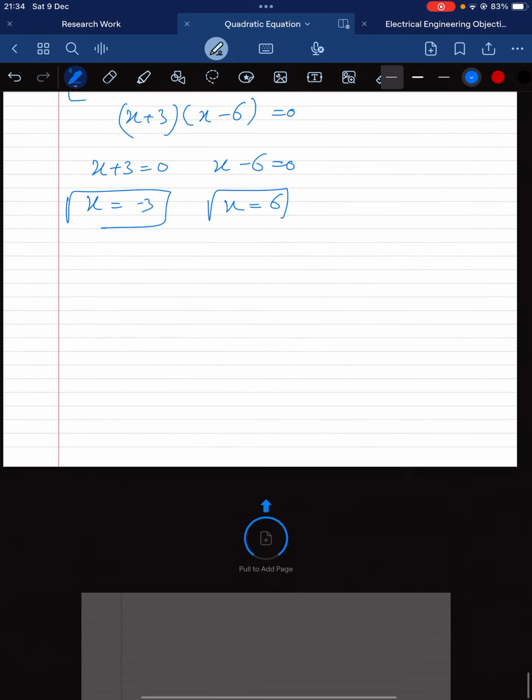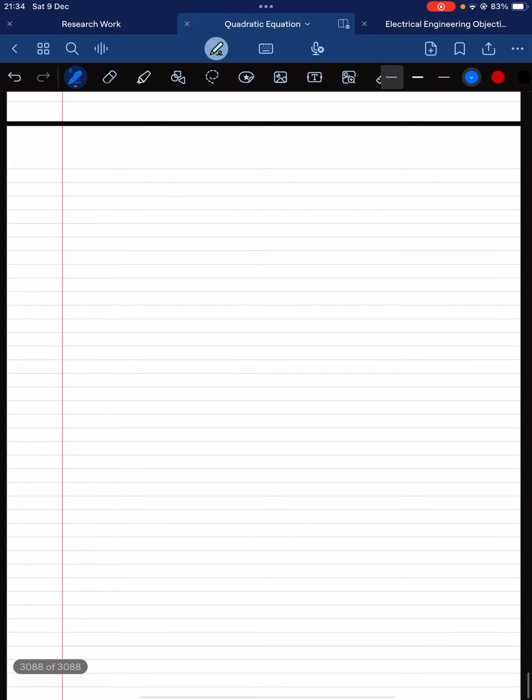Let's say they ask you to solve it by using the quadratic formula. Now solve the equation by using the quadratic formula.